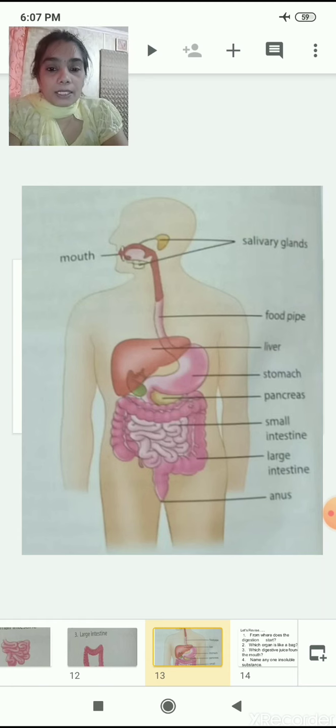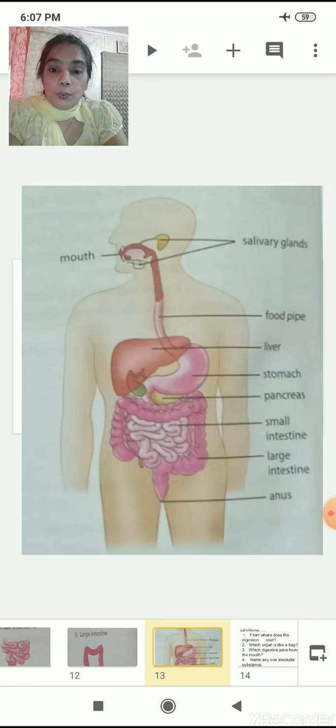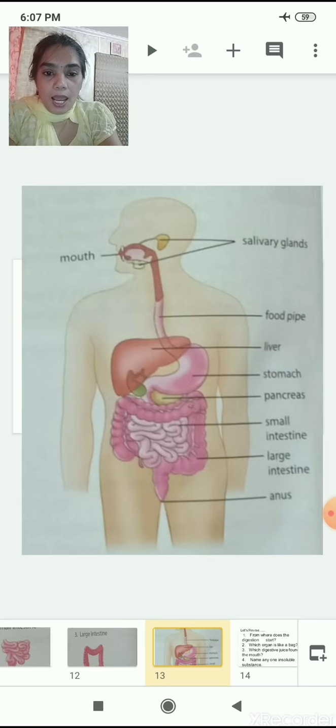So practice drawing this diagram and label its parts. At the end of this lesson, an activity is given. You have to make this digestive system model in your scrapbook or on A4 size paper. You can use your own creativity. All the details are given in the link and also in this video, so we'll see that at the end.